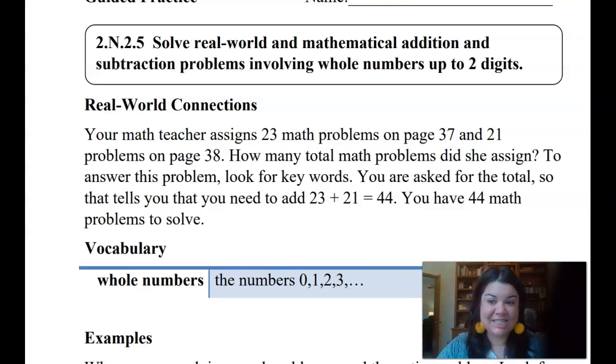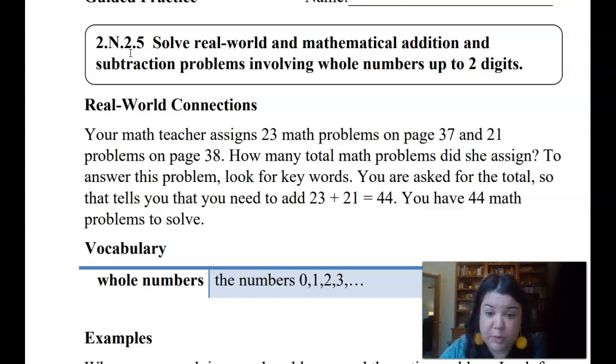Hello, mathematicians. We are working on 2.N.2.5 today, and that tells us that we're going to solve real-world mathematical addition and subtraction problems involving whole numbers up to 2 digits. When would we ever use that? So let's say you're assigned 23 math problems on page 37 and 21 math problems on page 38. That's a lot of math problems, huh? How many total math problems did I assign?